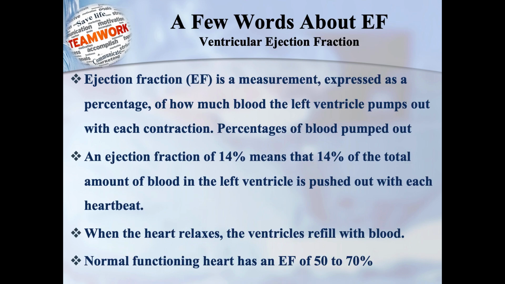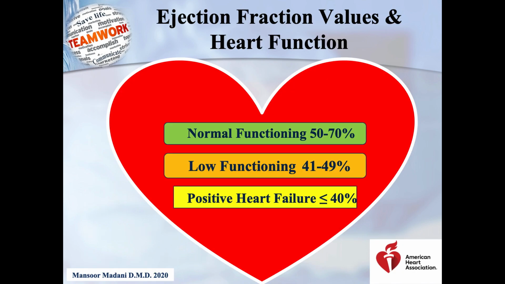Ejection fraction, or EF, is a measurement expressed as a percentage of how much blood the left ventricle pumps out with each contraction. An ejection fraction of 60% means that 60% of the total amount of blood in the left ventricle is pushed out with each heartbeat. When the heart relaxes, the ventricle refills with blood. A normal functioning heart has an ejection fraction of 50 to 70%.